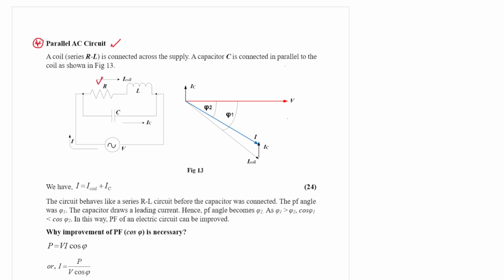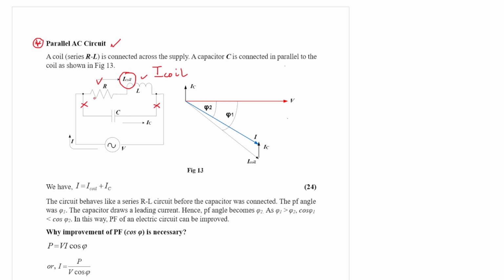This is resistance and this is inductance, and the current flowing through this RL is called I coil. Let us connect a capacitor in parallel. For the time being, let us consider the capacitor is not connected.